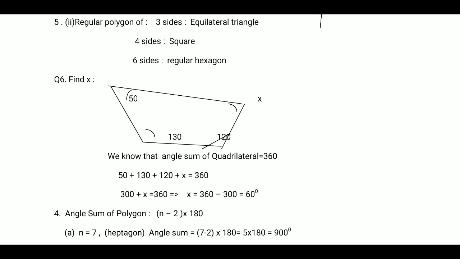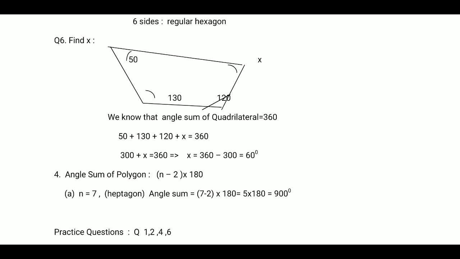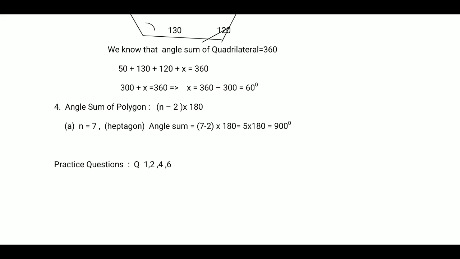Now there is question number 6, in which a quadrilateral figure is given, in which 3 angles are given, and you have to find the fourth angle, that is x. So what can you do? We use the fact that the sum of the angles of a quadrilateral is equal to 360 degrees. So adding all: 50 plus 130 plus 120 plus x is equal to 360. Adding all, we get 300 plus x is equal to 360. That gives you x is equal to 360 minus 300, that is 60 degrees. Thus you can use this in other questions also.